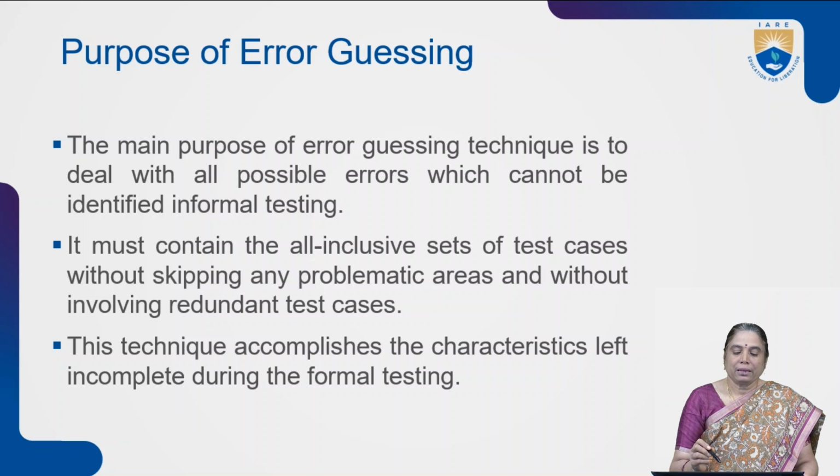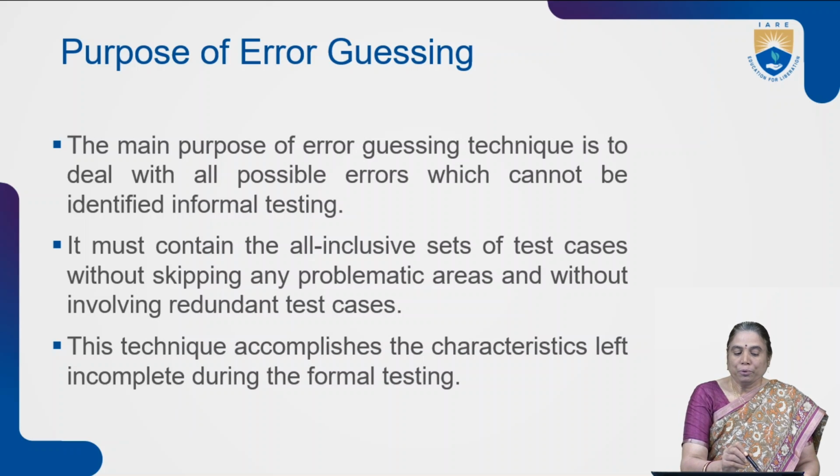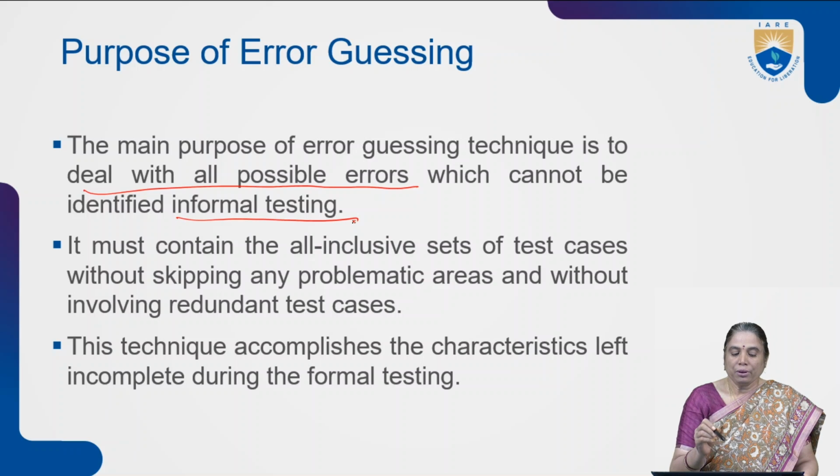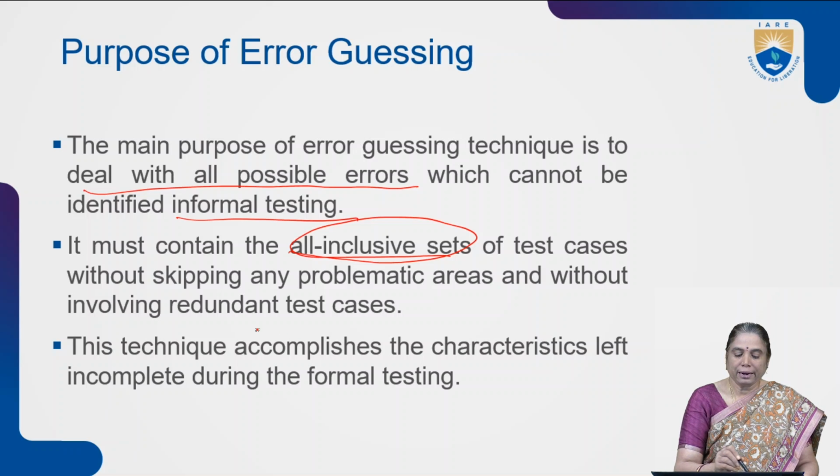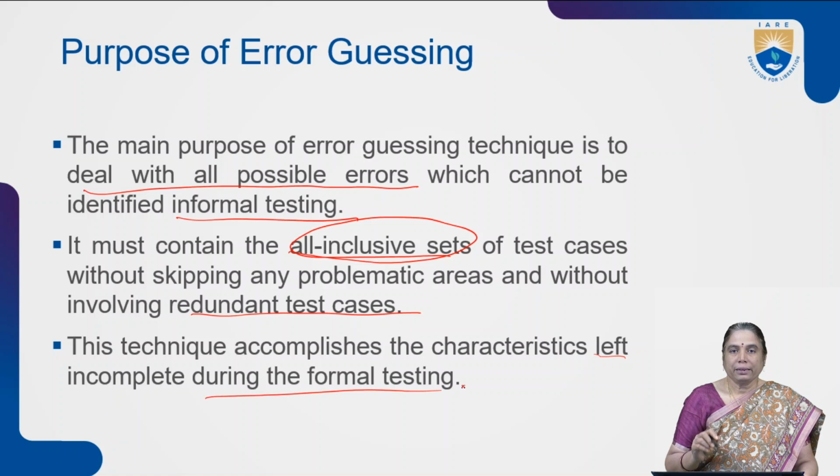So the purpose of error guessing is to deal with all possible errors which cannot be identified in formal testing. So it must contain an all-inclusive set of test cases without skipping any problematic areas and without involving redundant test cases. So the test case redundancy is greatly reduced with the help of error guessing. This technique covers what is left incomplete during the formal testing.